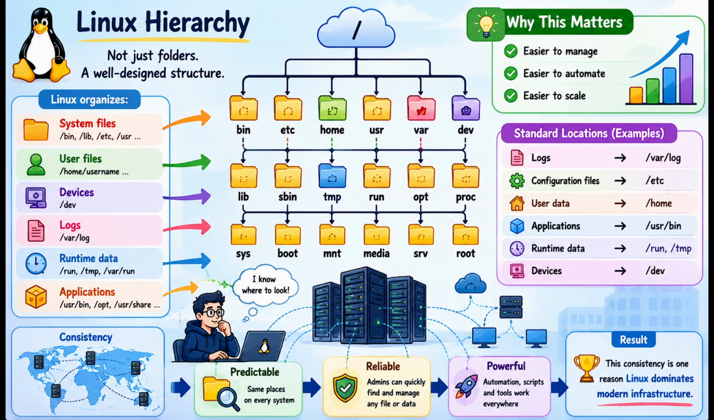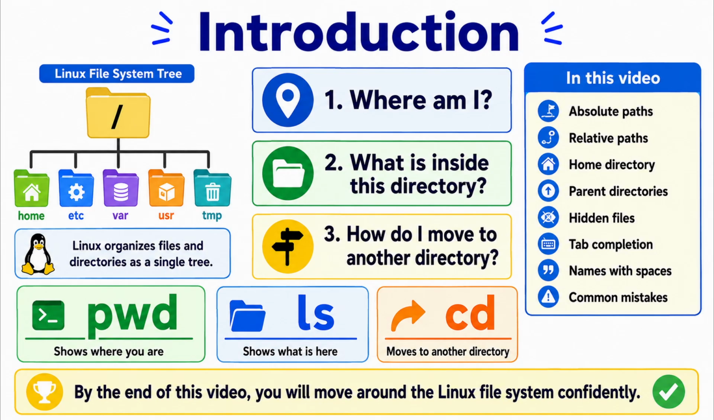But understanding the directory structure is only the first step. To actually use Linux, we need to know how to move through that structure. We need to answer 3 basic questions. Where am I? What is inside this directory? And how do I move to another directory? Linux provides 3 essential commands for these tasks: pwd, ls, and cd. The pwd command tells us where we are. The ls command shows us what is around us. And the cd command moves us to another directory.